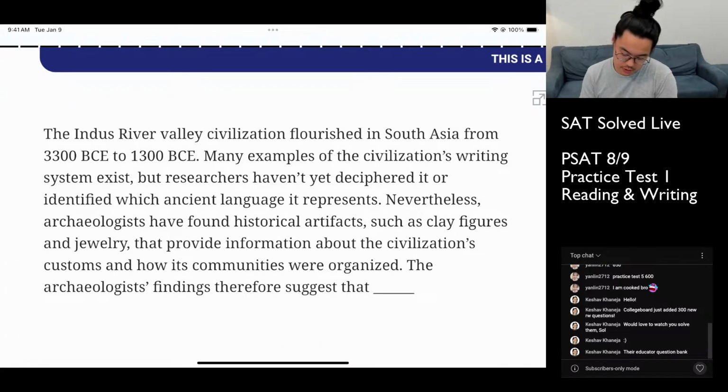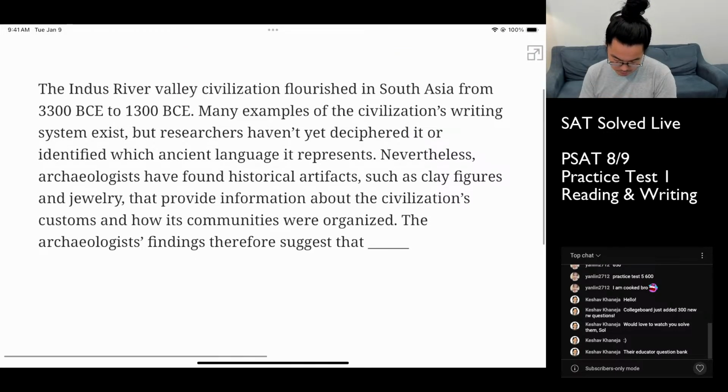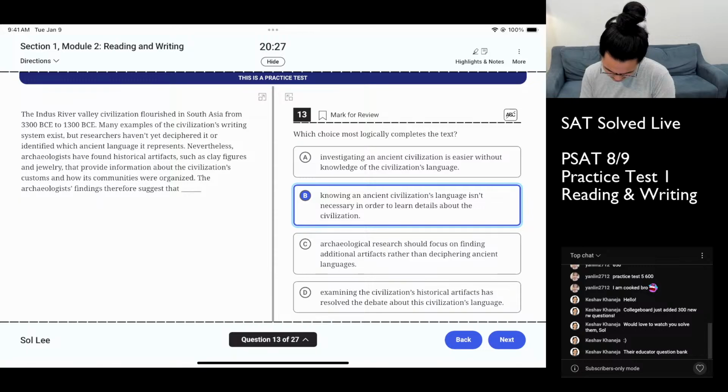Indus River Valley Civilization. 3,000, okay. We haven't deciphered it or identified it, okay. Even though we have the examples. Customs and communities. Findings, which findings? Oh, even though we don't know the language, it seems like they are very sophisticated, I guess. Is that the idea? What the heck?